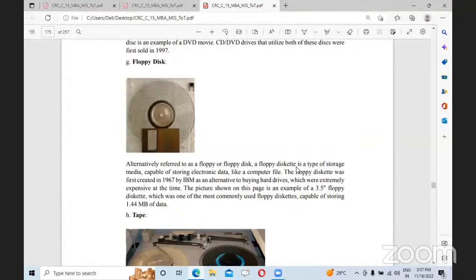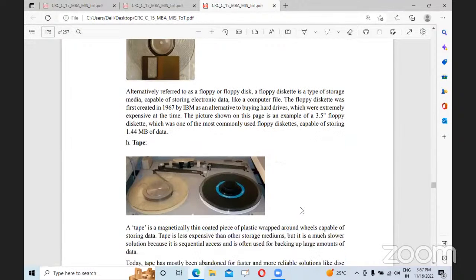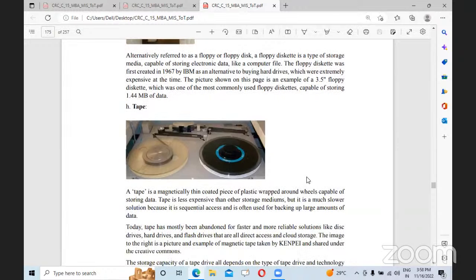Alternatively referred to as floppy or floppy disk. A floppy diskette is a type of storage media capable of storing electronic data like computer files. The floppy diskette was first created in 1967 by IBM as an alternative to buying hard drives, which were extremely expensive at that time. This picture shows a 3.5 inch floppy diskette, which was one of the most commonly used floppy diskettes, capable of storing 1.44 MB of data.